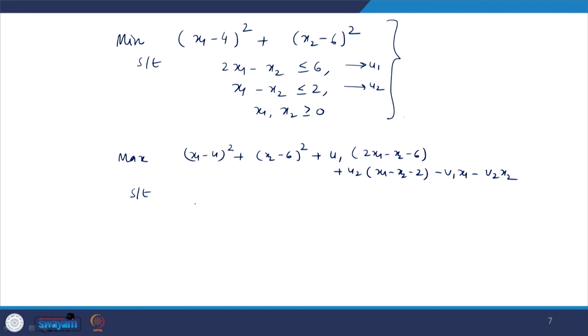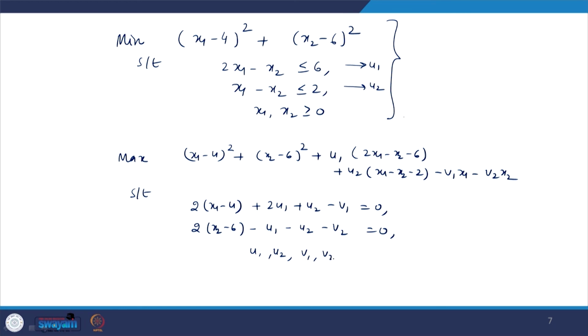The gradient will be, first with respect to x1, 2x1 minus 4 plus 2u1 plus u2 minus v1 equal to 0, and 2x2 minus 6 minus u1 minus u2 minus v2 equal to 0. Okay. u1, u2, v1, v2 non-negative. Now, this is the dual of this problem.